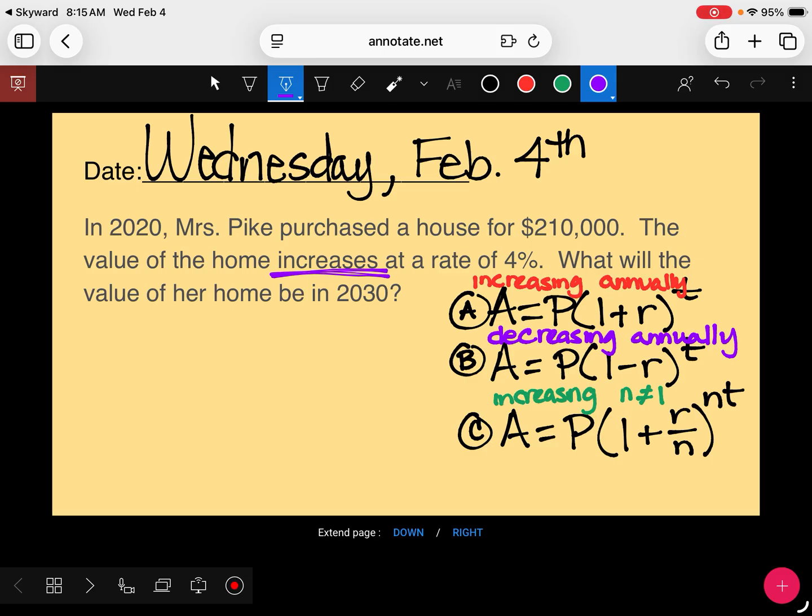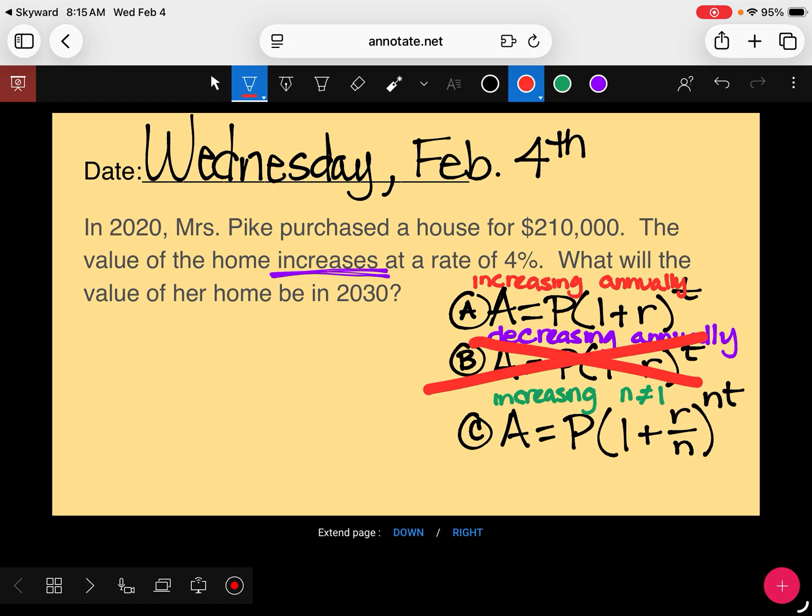So what formula can I automatically cross out? Because it says it's increasing. Which one can I automatically cross out? A, B, or C? B. You know it's not B. You're going to take that away. So now we're down to A and C. Does it say it's compounding at a rate other than annually? If it was not annually, it would say compounded weekly, monthly, daily. Do we have any of those words in our question? Does it have any kind of compound frequency at all? So we are going to use A.